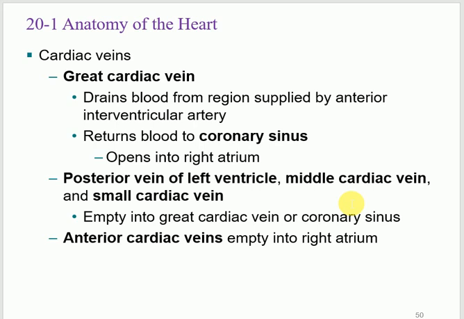Middle cardiac vein. Where is it? Posterior. It accompanies the posterior interventricular. Yes. There is also the small cardiac vein that follows the circumflex, and not the circumflex, it follows the right coronary and marginal. So look at these. Which artery is this?